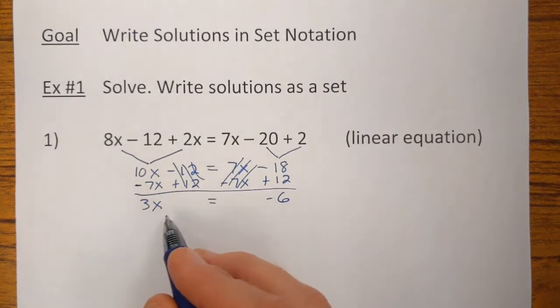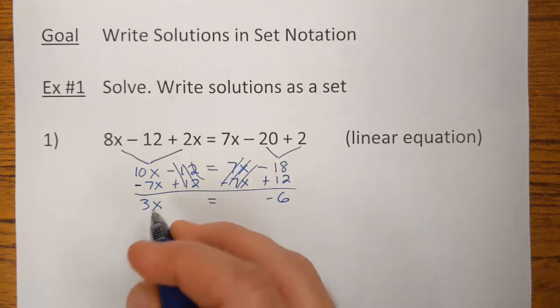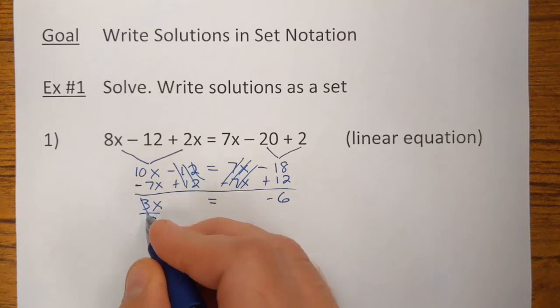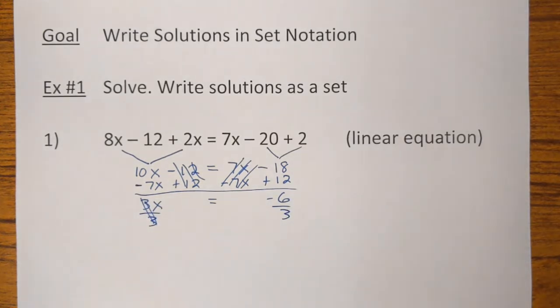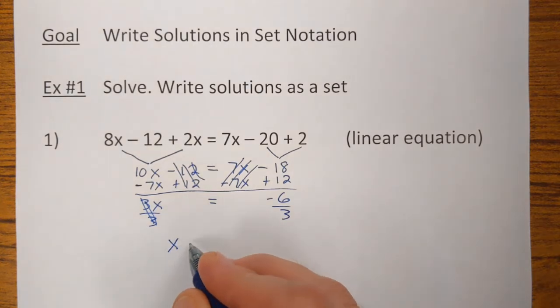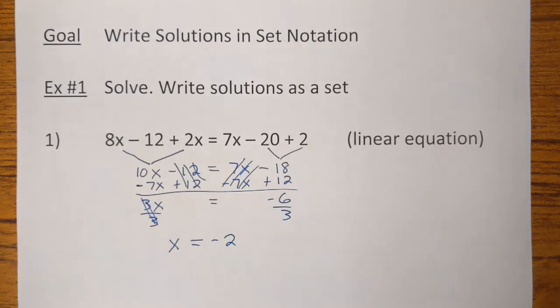Okay, now to solve for x, this 3 is called the coefficient of x. This 3 is being multiplied by x. So I can divide that 3 away as long as I also divide the right-hand side by 3. And I'm left with x is equal to negative 2.